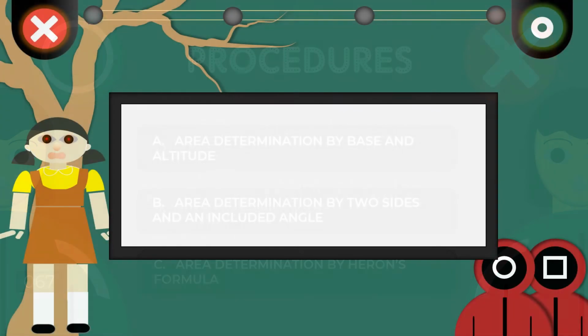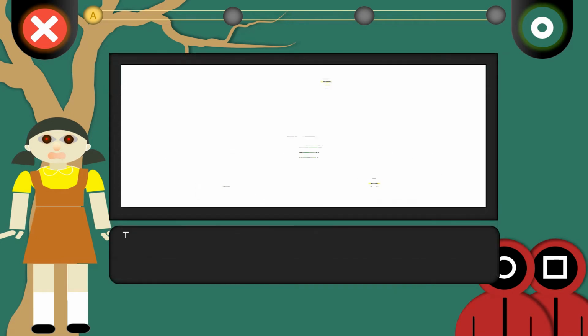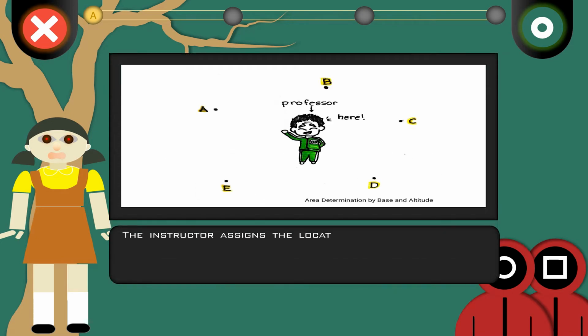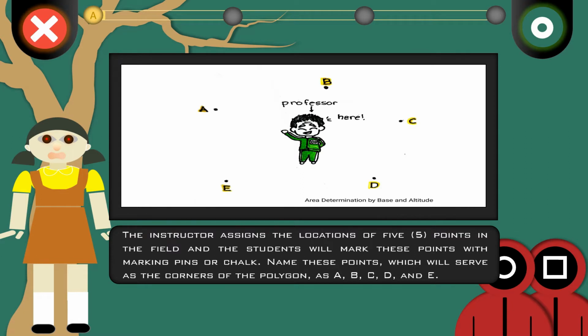Procedures: area determination by base and altitude. First, the instructor assigns the location of 5 points in the field, and the students will mark these points with marking pins or chalk. Name these points, which will serve as the corners of the polygon, as A, B, C, D, and E.